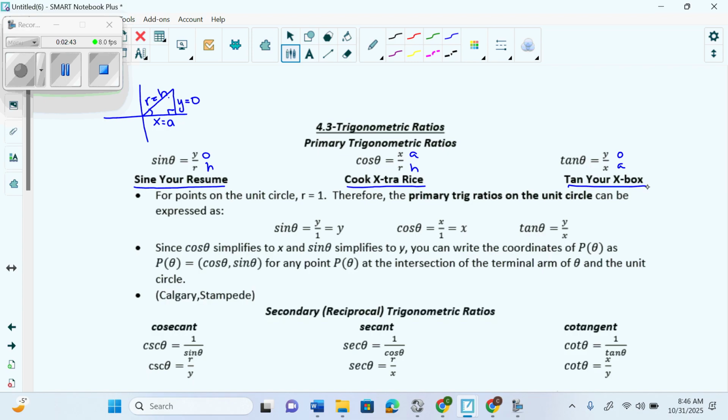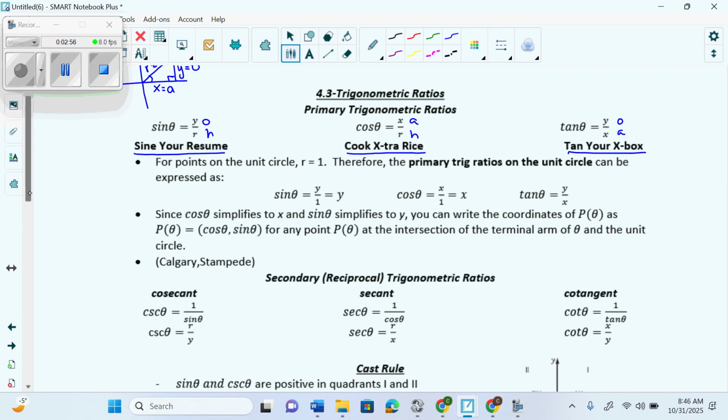If the coordinate does not have a radius of 1, it's not on the unit circle, you actually have to figure out the trig ratios by going adjacent over hypotenuse for cos, or x over r. Now, since cos simplifies to x and sine simplifies to y when it's on the unit circle, you can write cos and sine, Calgary Stampede. We talked about that yesterday.